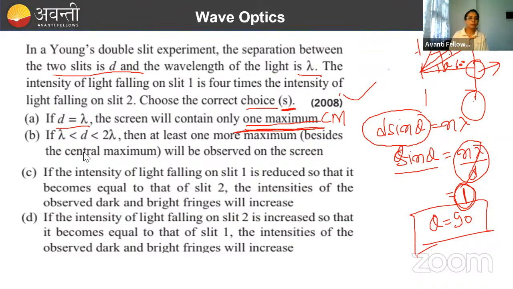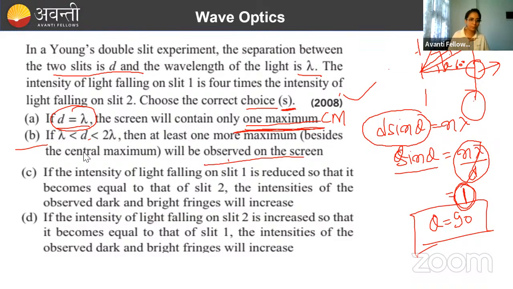Okay? Now, if lambda is less than d is less than 2 lambda, then at least one more maximum. If d is not equal to lambda and d is less than 2 lambda, it means the sine theta value will be something less than 1. And if the sine theta value is less than 1, that point is attainable on the screen, so definitely one more maxima we will be getting here at least.